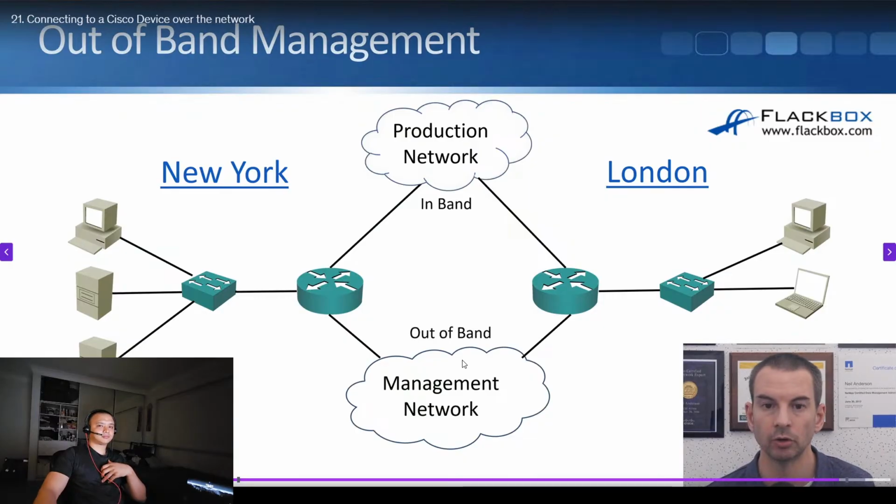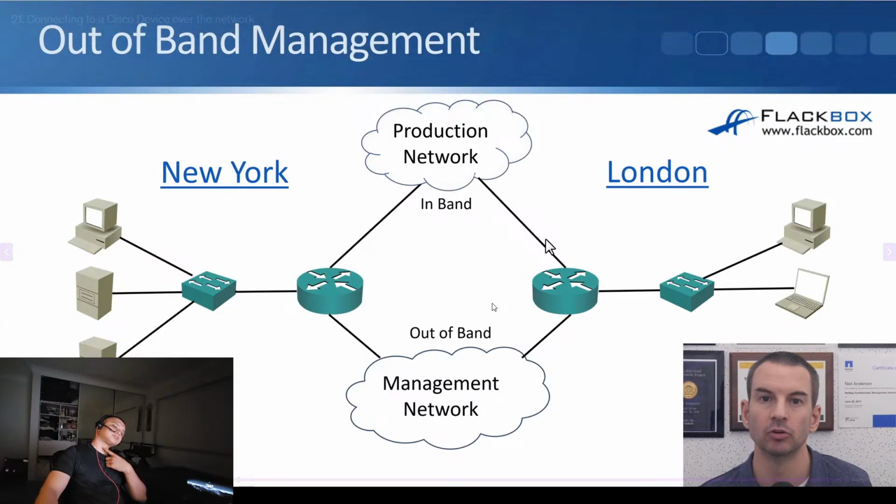If you're connecting over the production network, we call that in-band management. You're going in-band over the production network, going over the same cables that your normal users are using to connect between offices. If you connect over that separate management network, we call that out-of-band management. It's out of band, not over the same path as your normal staff traffic.